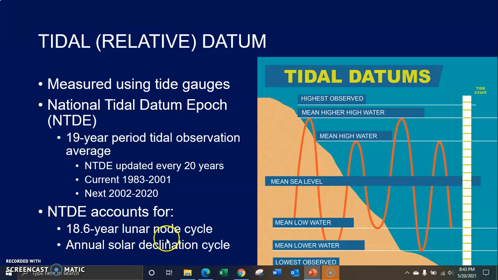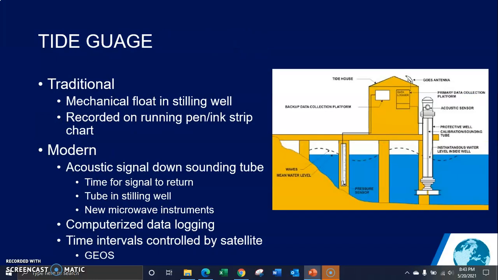Now the NTDE accounts for an 18.6-year lunar node cycle, as well as the annual solar declination cycle that also needs to be accounted for. So that's rounded out to 19 years of tidal observations. From that data, you can then derive all of these different points: highest observed, mean higher high water, mean lower low water, etc.